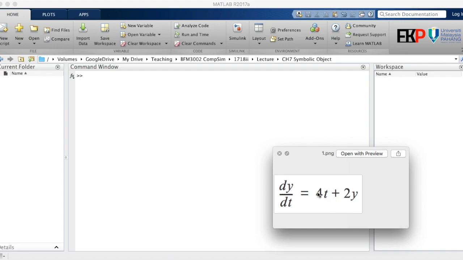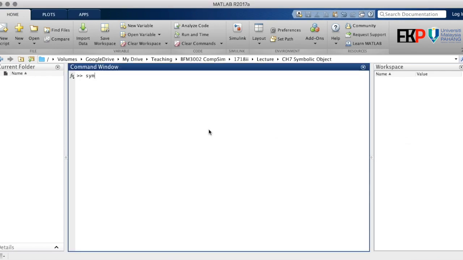In this case, what we need to do to solve this differential equation is first to define the symbolic object syms of y in terms of t. Y is the dependent variable that is depending on t. T can be anything, like time, for example. When we press enter, you will see that two symbolic objects appear in the workspace.